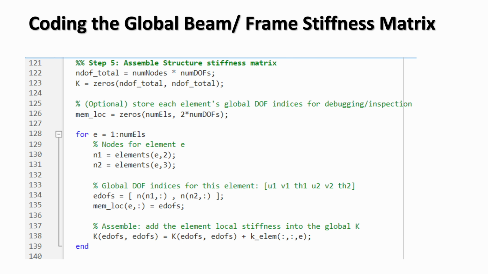Now that each element's stiffness in global coordinates is known, we can combine them into one system matrix for the whole frame. First, we compute the total number of degrees of freedom. For a frame, each node has 3 degrees of freedom. So nDOF total equals 3, the number of degrees of freedom per node, times the number of nodes. We then initialize the global stiffness matrix K as a square matrix of that size. The optional memloc array is just a handy log.